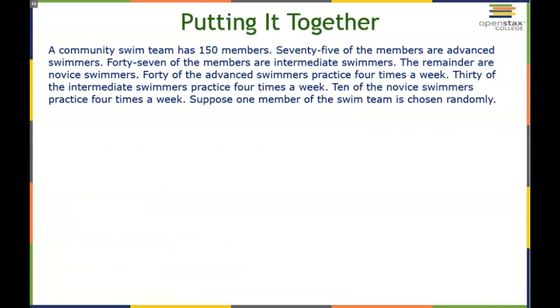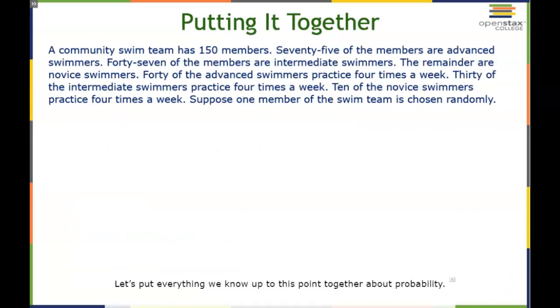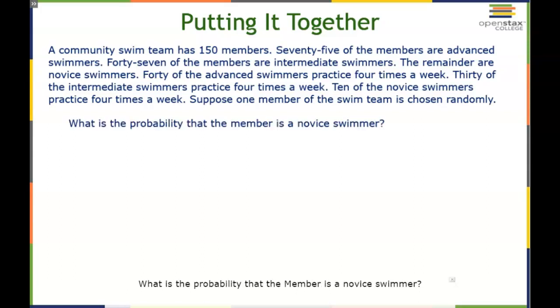Let's put everything we know up to this point together about probability. A community swim team has 150 members. 75 of the members are advanced swimmers, 47 of the members are intermediate swimmers, the remainder are novice swimmers. 40 of the advanced swimmers practice 4 times a week, 30 of the intermediate swimmers practice 4 times a week, and 10 of the novice swimmers practice 4 times a week. Suppose one member of the swim team is chosen at random. What is the probability that the member is a novice swimmer?